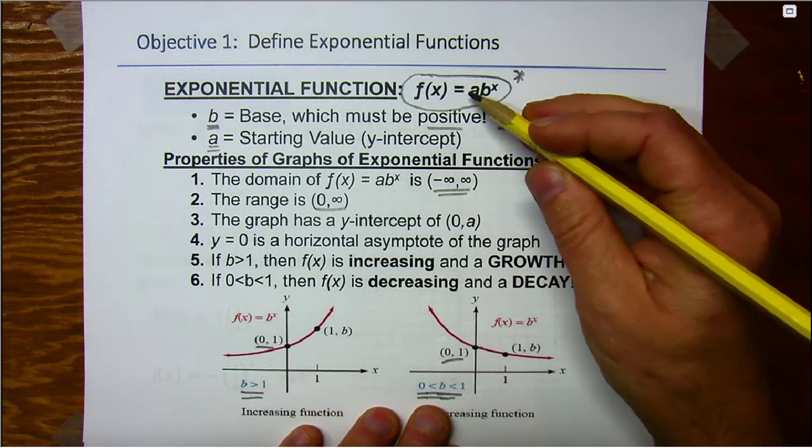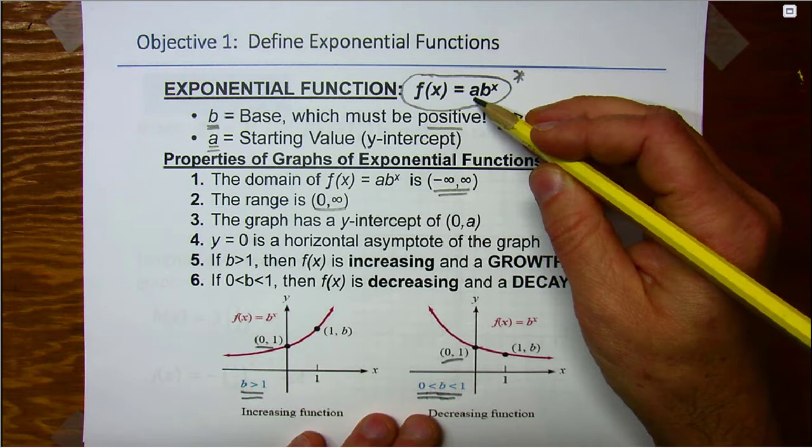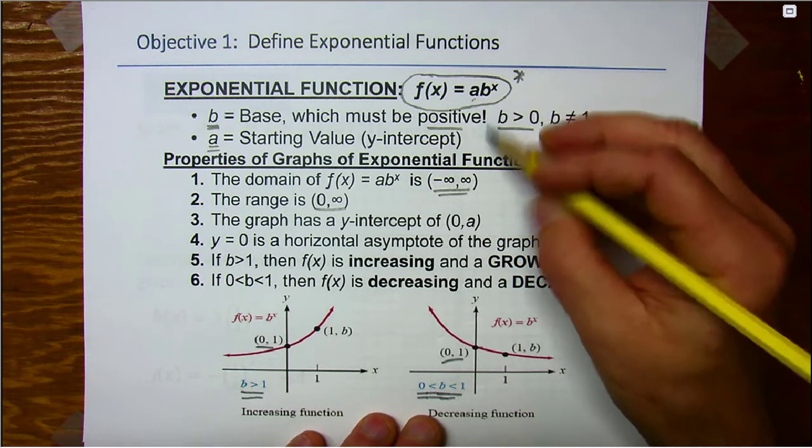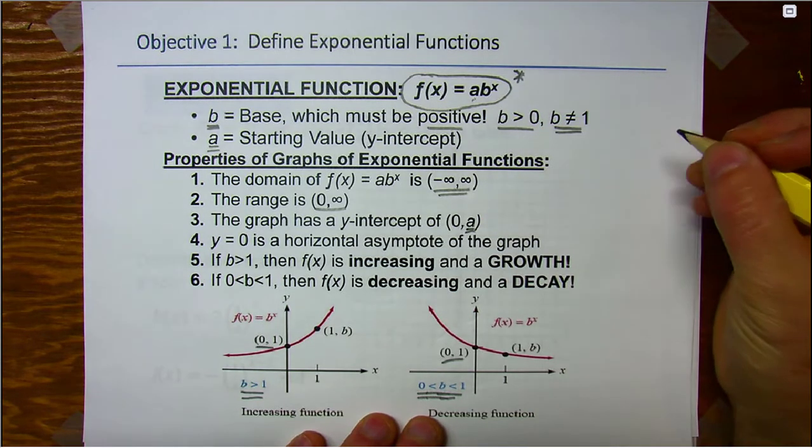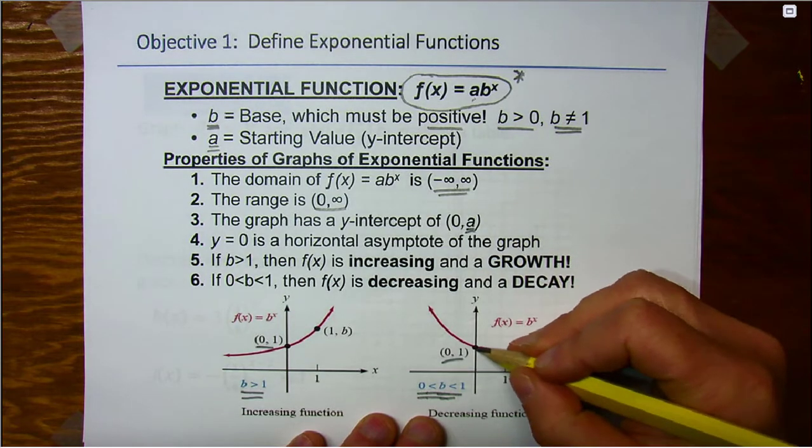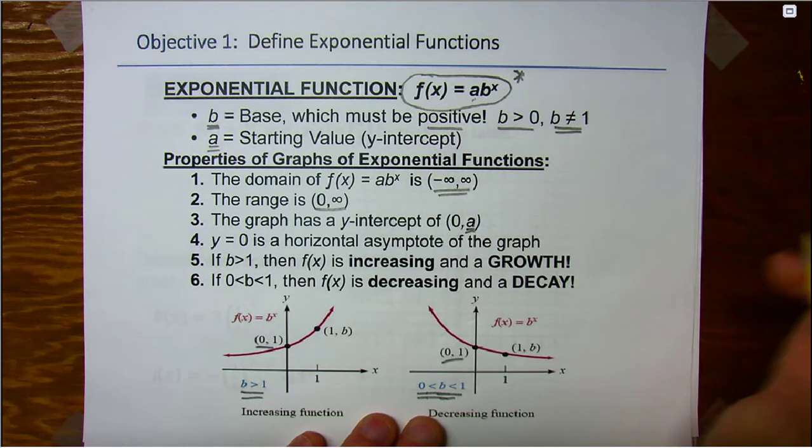If there's an a value on this function, which our first two examples didn't, but if there's an a value in front, then that tells us what our y-intercept is going to be. It's going to be at (0, a). We'll see that in just a minute.